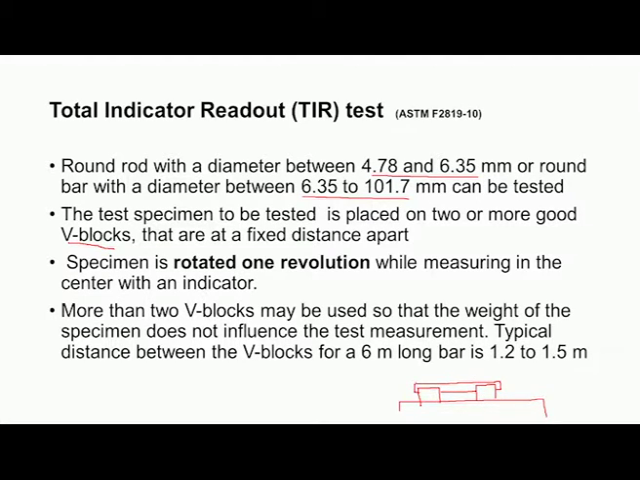Now, we take a dial indicator and keep it approximately in the middle, and then note down the reading. Initially you adjust it to 0, and then you slowly rotate the rod through one complete revolution, and take the readings at different rotated positions. This will indicate if there is any bending, as shown by the dial indicator.